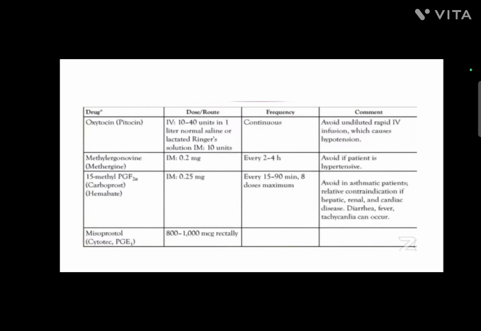And methylergometrine 0.2 mg you can repeat every 15 minutes, maximum of 5 doses, and you have to avoid it in cases of hypertension and also cardiac diseases. Carboprost you can give as a 250 micrograms IM injection every 15 to 90 minutes, you can repeat a maximum of 8 doses. Better to avoid in asthmatic patients, and also if there are any major organ diseases, better to avoid it. And misoprostol is also available in the market as Cytotec tablets, which can be used rectally as 800 to 1000 mcg post delivery.